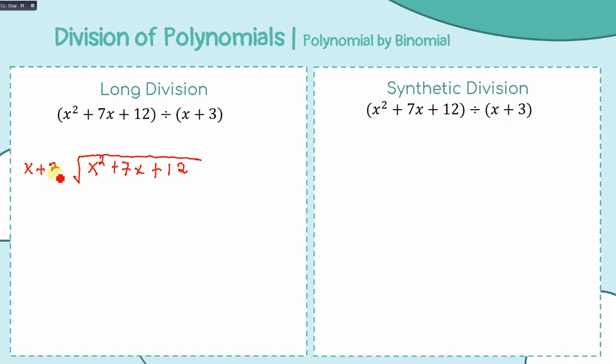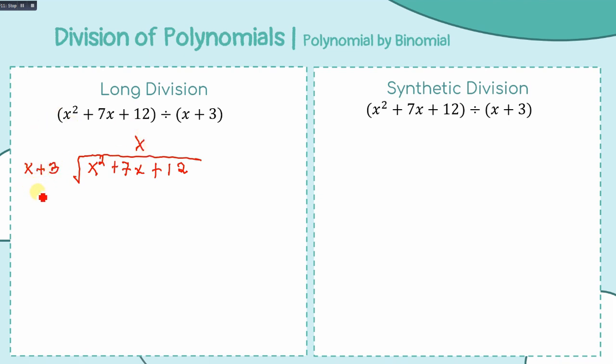Okay, again, divide the first leading term of the dividend by the divisor. In this case, we have x squared divided by x. So our answer will be x. Okay, so we will put it here. They have the same degree of term. So we have x. And then again, in the concept of long division, we multiply x to the divisor, which is x times x plus 3.